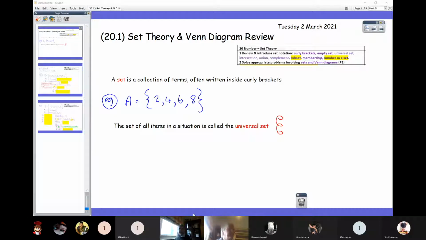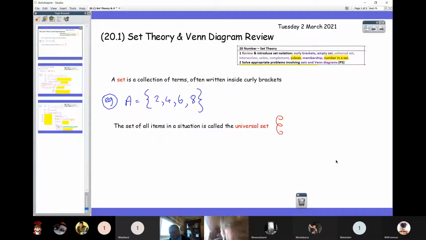Right, okay. So what we are doing today is a revision lesson. We've done all of this before last year, and it will lead us into tomorrow's lesson where we'll be using Venn diagrams to problem solve. So today we're just revising set theory and Venn diagrams.